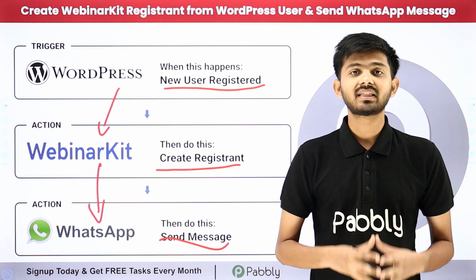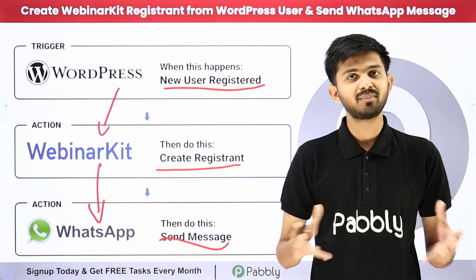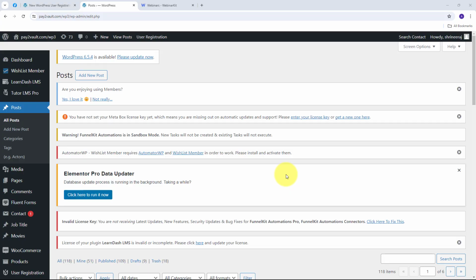So how am I going to build this connection? For that, let me take you to my computer screen. I hope you can all see my computer screen, and today we are going to see how we can create a WebinarKit registrant from a WordPress user, and also send a WhatsApp message to that particular registrant.